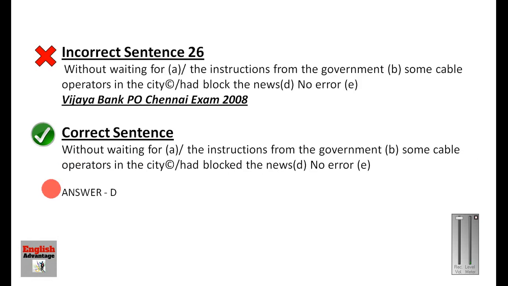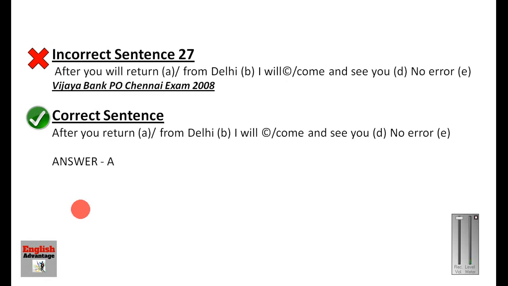Without waiting for the instructions from the government, some cable operators in the city, till here this sentence is correct, had blocked, because had is followed by V3, the third form of the verb. So this is the problematic part, this is the wrong part. So the answer would be D. Now let us see the next question.